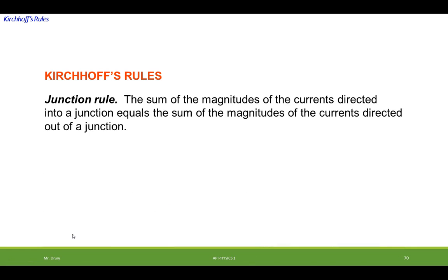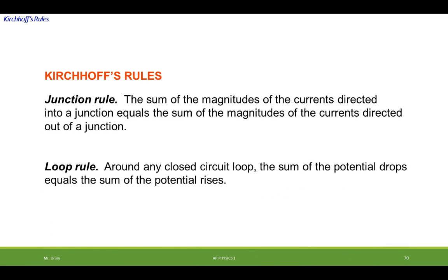And here's the rules written once again. And this is the formal definition. The junction rule: the sum of the magnitudes of the currents directed into the junction equals the sum of the magnitudes of the currents directed out of the junction. And the loop rule: for any closed circuit loop, the sum of the potential drops equals the sum of the potential rises.